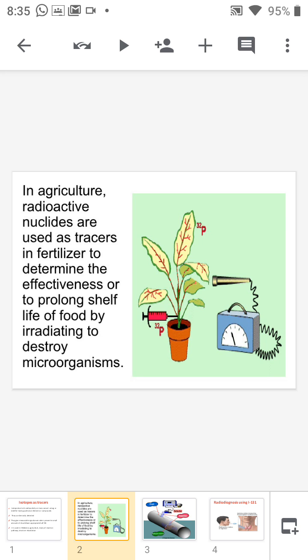And here we can measure the radioactivity of the P32 in the different parts of the plant. Thus we can measure the uptake of the fertilizer in the plant. So this is the most important application in the agricultural field.